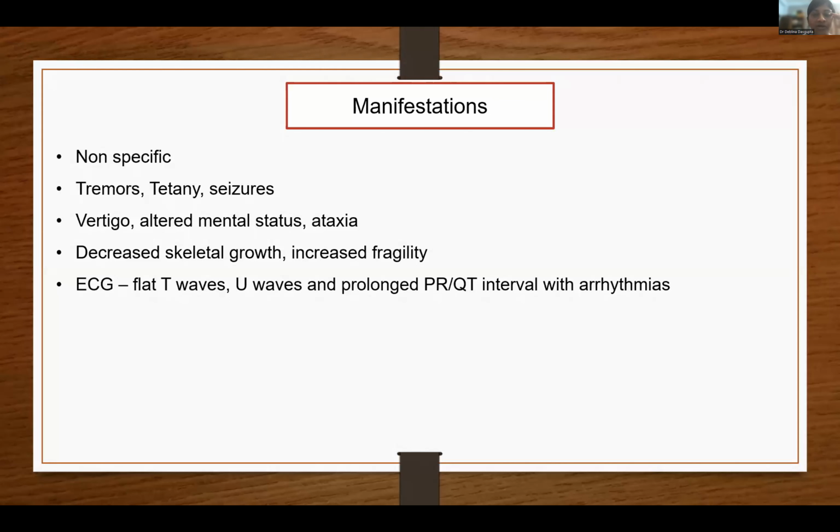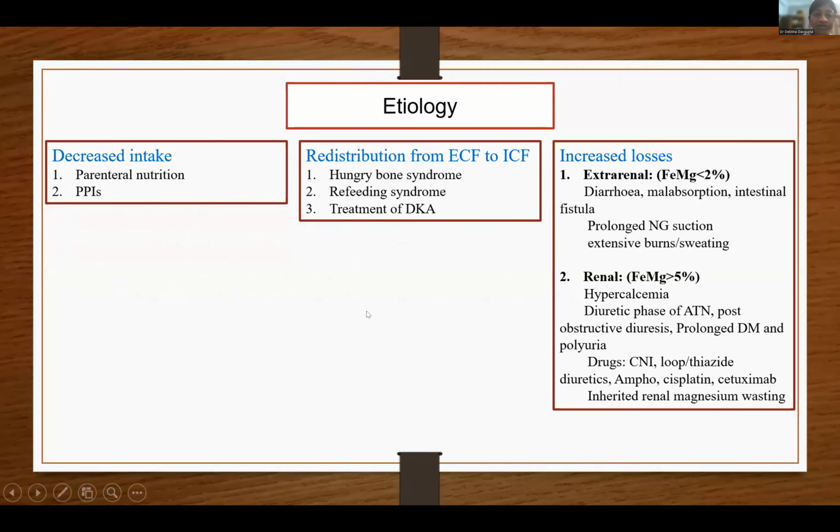Manifestations are non-specific. In most of the cases, the manifestations are due to the concomitant hypocalcemia and hypokalemia that occurs. Keep in mind, like hypocalcemia, hypomagnesemia also increases neuronal excitability, but it decreases the muscular contractility. So hypomagnesemia will cause tremors, tetany, seizures. It can cause vertigo, altered mental status, ataxia. Chronic hypomagnesemia, since magnesium is an important component of the skeleton, can cause increased fragility of the skeleton, decrease the skeletal growth. And in the ECG, it can give rise to flat T waves, U waves, and prolonged PR or QT interval, often with arrhythmias.